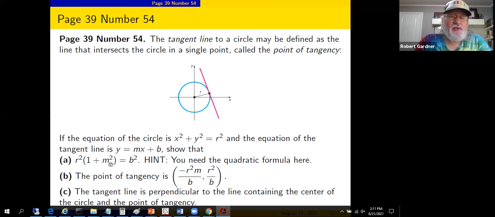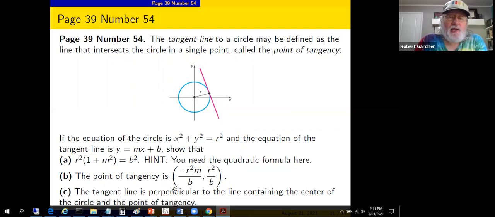Show r squared times quantity 1 plus m squared equals b squared. So that's a relationship between these parameters, r, m, and b, the constants in the story. Here's a little hint: you're going to need the quadratic formula to do that. And this one's a little bit tricky, even with a hint. The point of tangency, you're going to show that equals this in terms of r, m, and b.